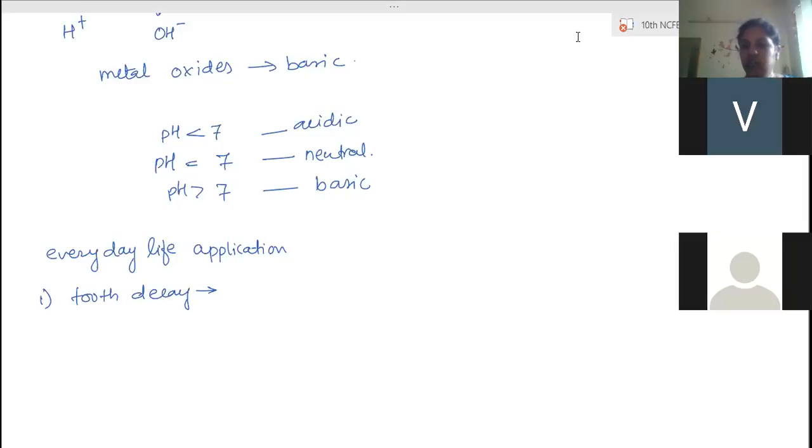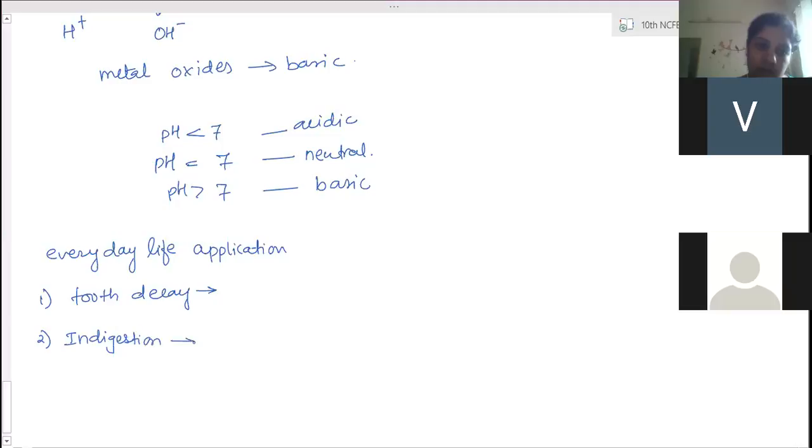The second one is pH in the digestion process, for example, indigestion. So what happens in indigestion is that excess acid is produced in our stomach. It causes pain and irritation in our stomach, which condition we call acidity.